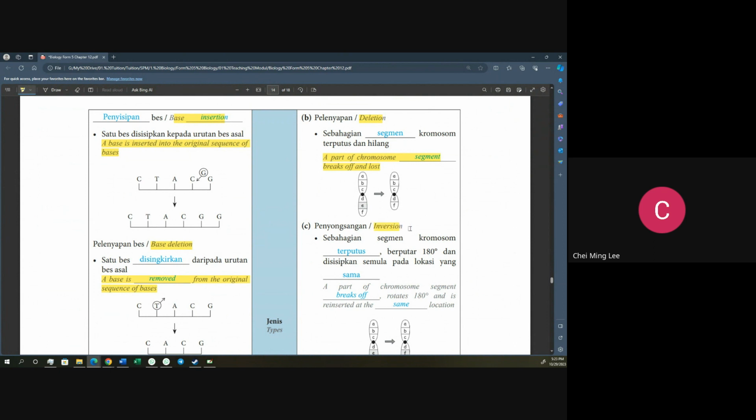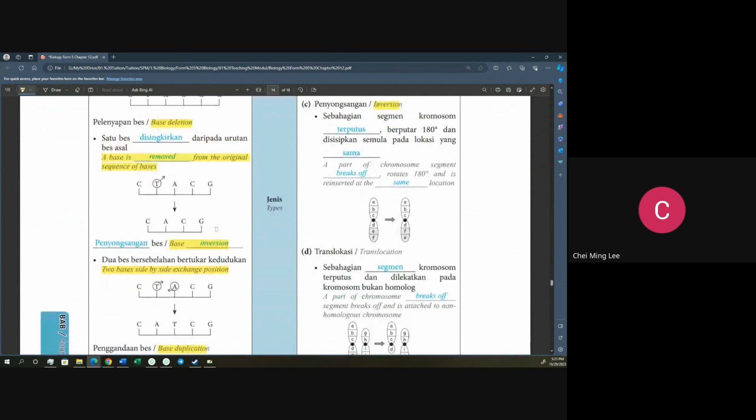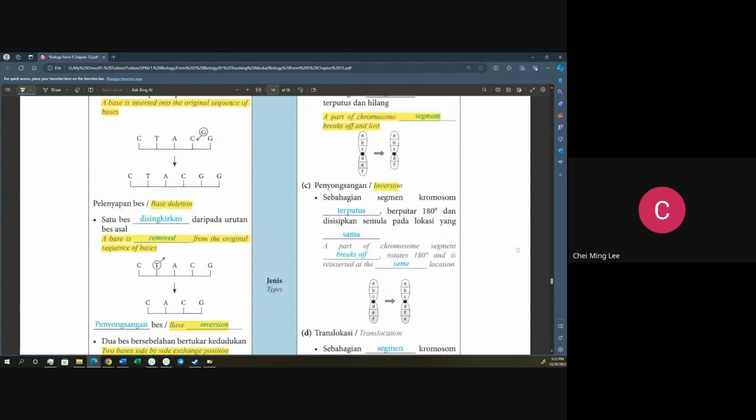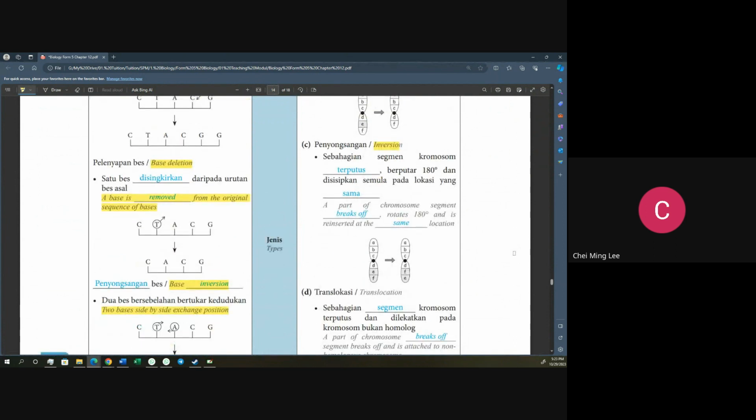Inversion. Inversion is almost similar to the inversion for this one just now. It's where a part of the chromosome segment breaks off, rotates 180 degrees and reinserts at the same location, like for this one. A, B, C, D, E, F, the original one becomes A, B, C, D, F, E. So E and F are the ones that are inverted.